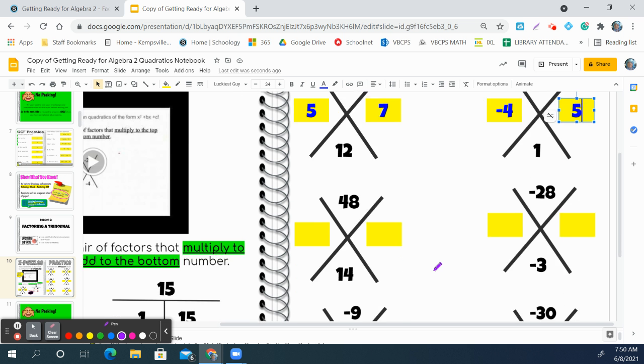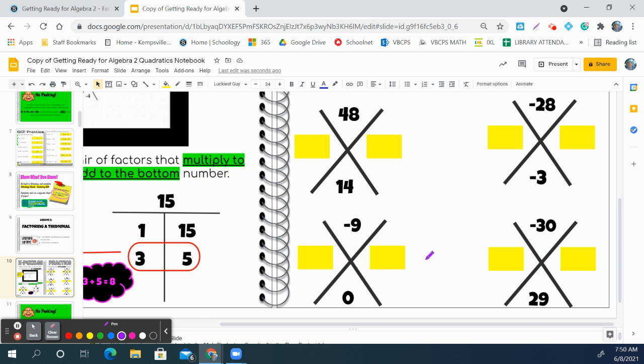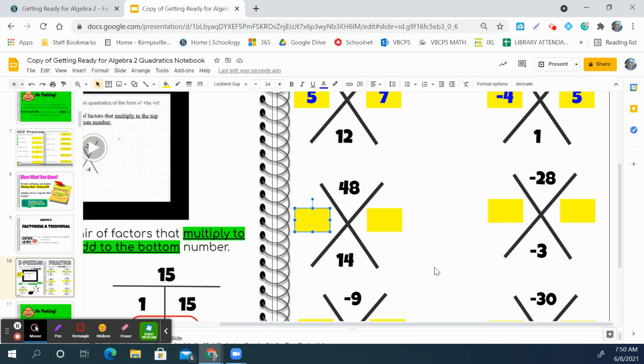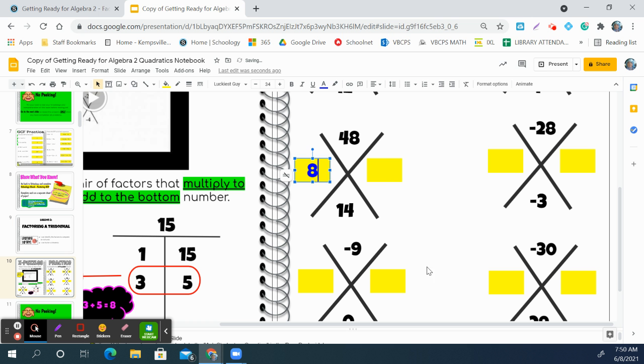Okay? What about 48 and 14? 8 and 6? Oh. 8 and 6. Does it matter if we do 6 and 8 or 8 and 6? It does not. 8 times 6 is 48, and 8 plus 6 is 14. And it does not matter which one comes first. What about negative 28 and negative 3?